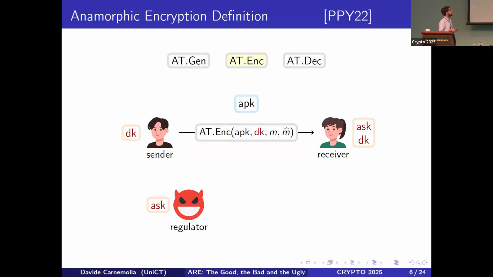Then, when the sender calls the encryption algorithm, it will be able to encrypt two different messages using only one ciphertext. In particular, the first one will be an innocent-looking message, while the second one will be a covert message. Then the receiver will be able to decrypt the covert message using the double key, while if the regulator asks for the secret key, he will be able to decrypt the innocent-looking message. Also, we require that the ciphertext must be a regular-looking encryption of the message.